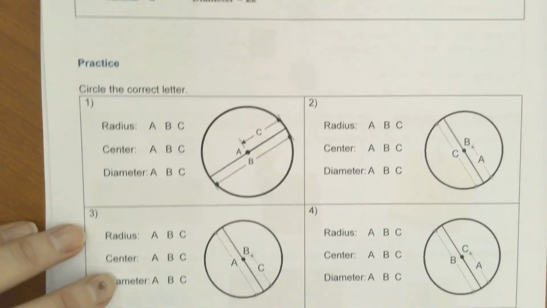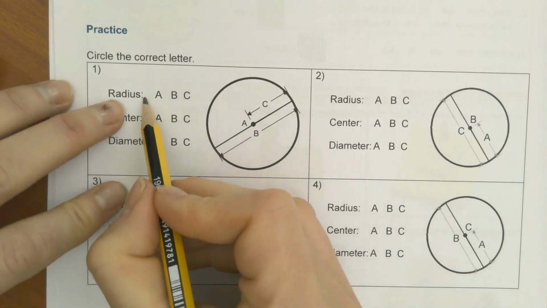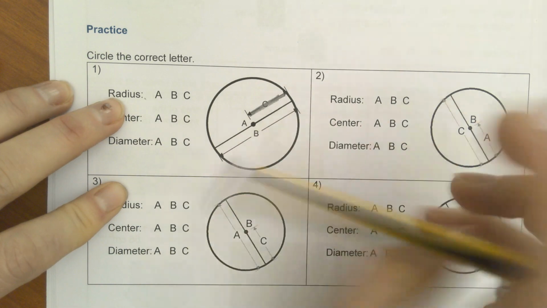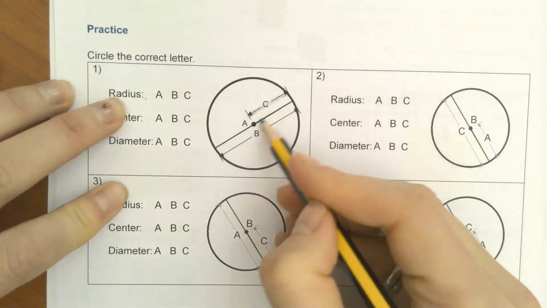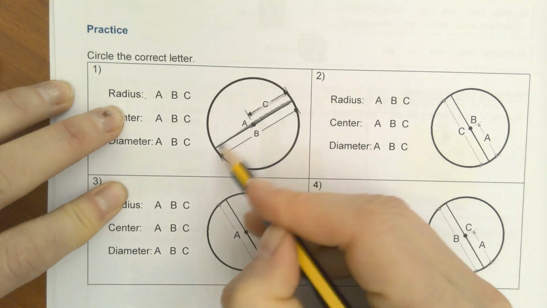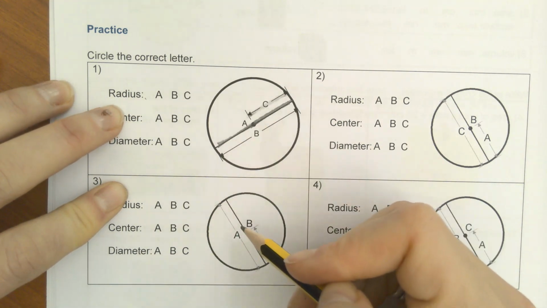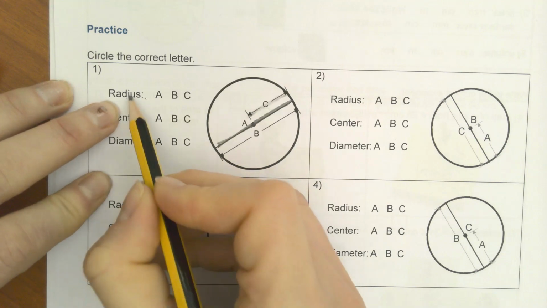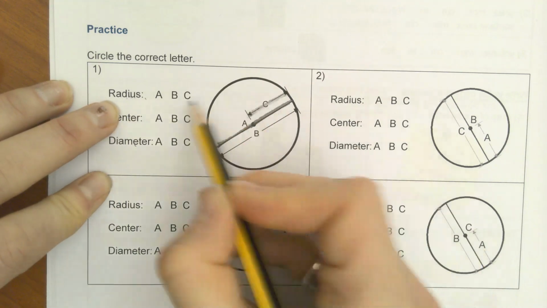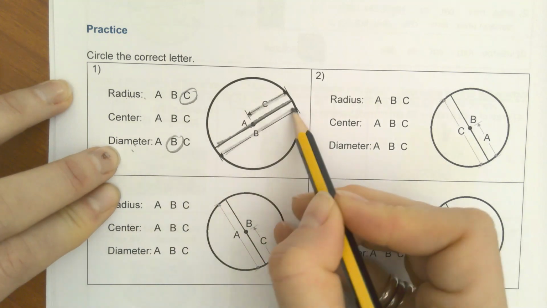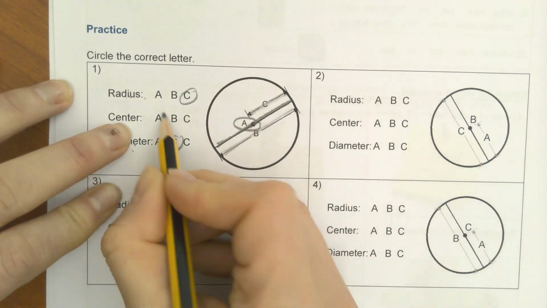So here, is the radius C or B? Is the distance from here to here the radius, or the whole distance? Radius is the small word, diameter is the big word, so radius is the small distance, and diameter is B, the whole big distance, and A is the center.